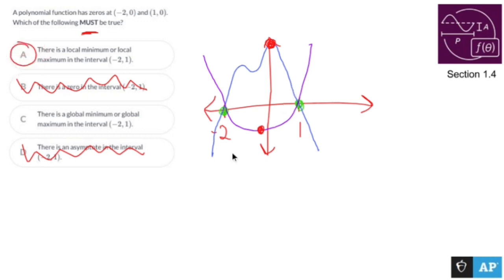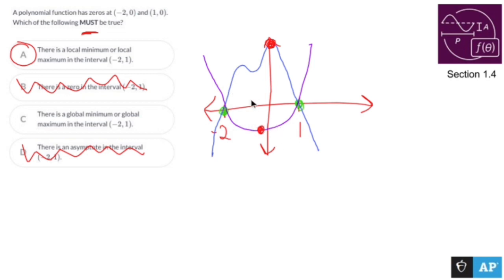Now, if you're wondering why not global, or why not an absolute maximum or an absolute minimum, it's because we don't know the exact behavior. Okay, we don't know the exact behavior of these graphs to guarantee an absolute anything.